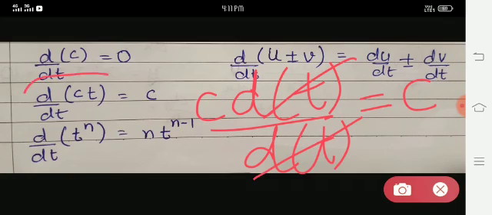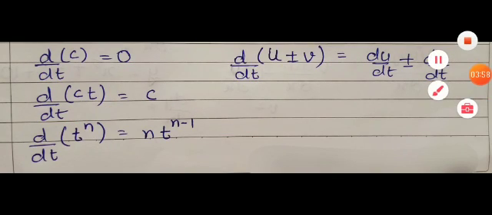So the derivative for a particular variable, suppose t, multiplied by a constant value c, results in c. But you have to keep in mind that these are changes with respect to time t only. In that case only, the differential function results in constant c.